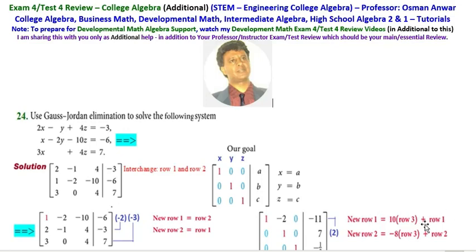So the first thing is we need 1 at the top. So we can interchange row number 1 and number 2. Then row number 1 will be 1, minus 2, minus 10, minus 6. Row number 2 will be 2, minus 1, 4 and minus 3. And row number 3 will be as it is, 3, 0, 4, 7. Then we need 0 below 1, 0, 0. So we need to turn this to 0, we need to turn this to 0.